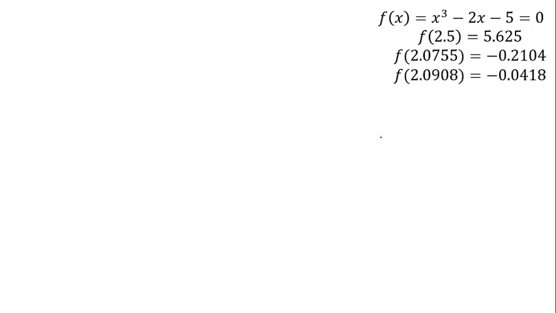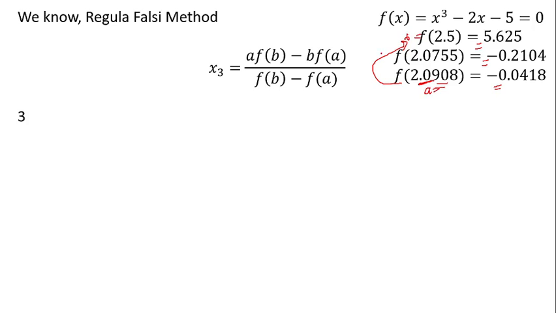Then immediately find out the value of f of 2.0908, and the value is negative. This is also negative. This is positive. So where does the root lie? The root lies between 2.0908 and 2.5. So our a is this and b is this. So it's changing. So again the same regular Falsi method formula in the third iteration.